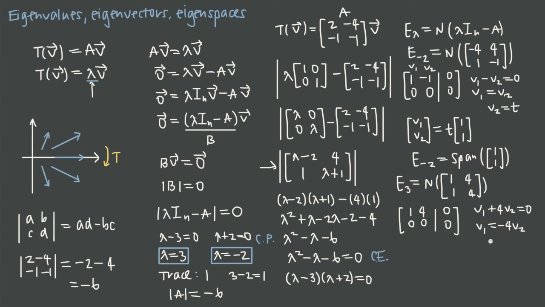If we then again substitute v2 equals t, what we can say is that the solution (v1, v2) is going to be t times, we said v1 was equal to -4v2. Well, v2 is t, so v1 is -4t, so we can put a -4. And then we said v2 is equal to t, or 1t, so v2 is 1t. And so then we can say that the eigenspace for lambda equals 3 is going to be equal to the span of this other eigenvector, (-4, 1).